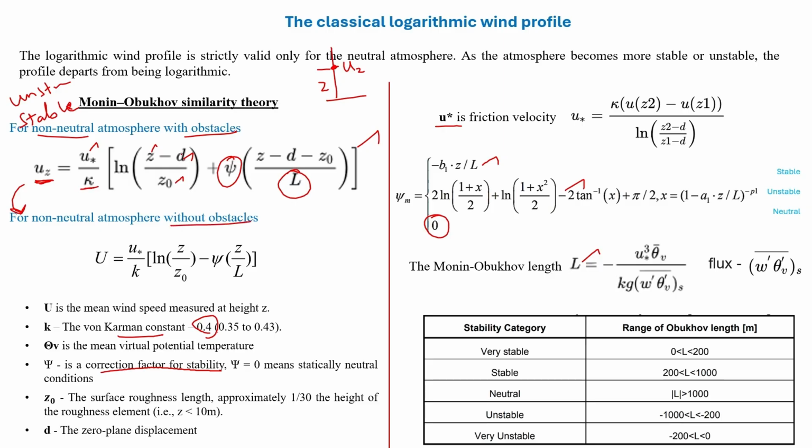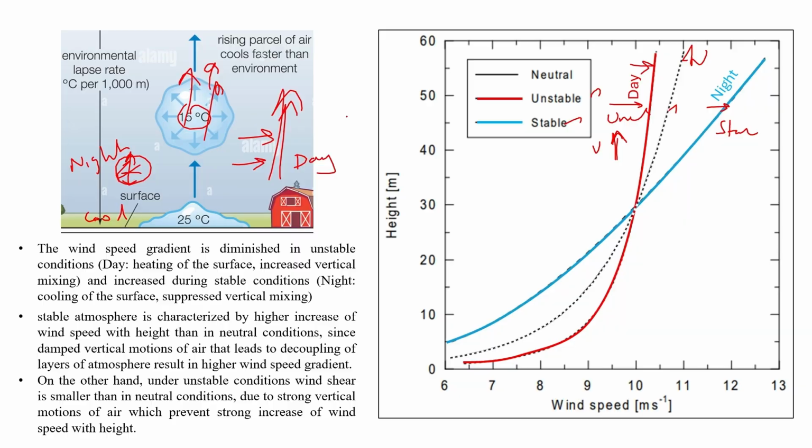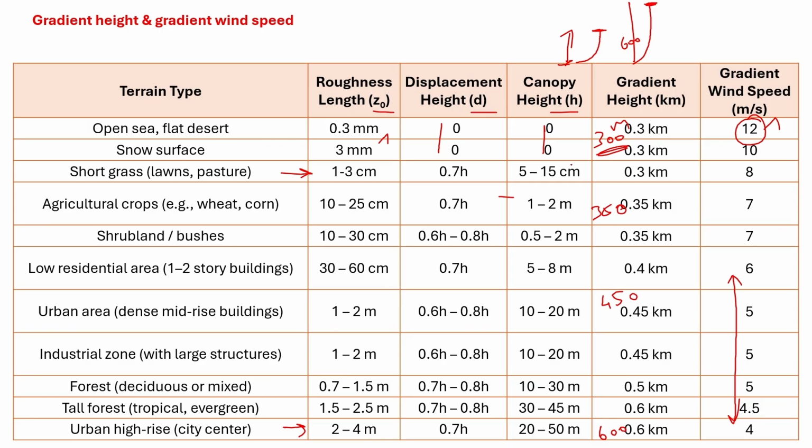No obstacles means only the d term will not be there. So here there is no d term. The d term they removed, and z naught also they removed, because compared to the height z naught is very small. For example, if you see in the table, z naught for the sea etc. is just 3 mm. For any other agricultural crop, if you take it, it is just 10 mm, or 10 centimeters or so.